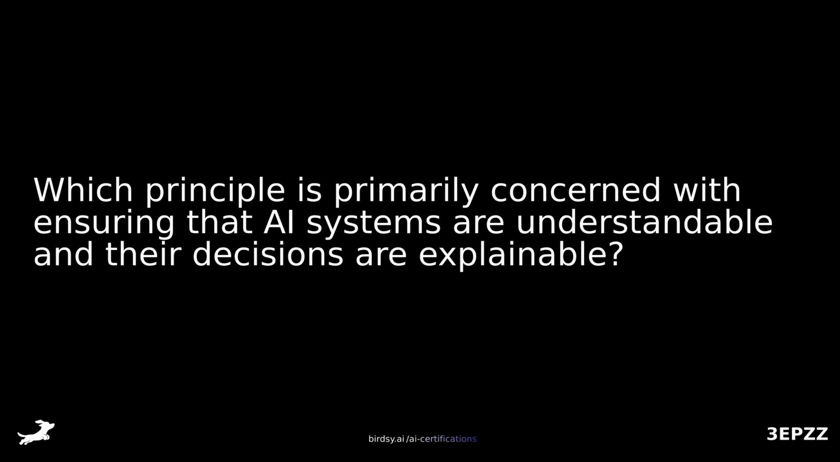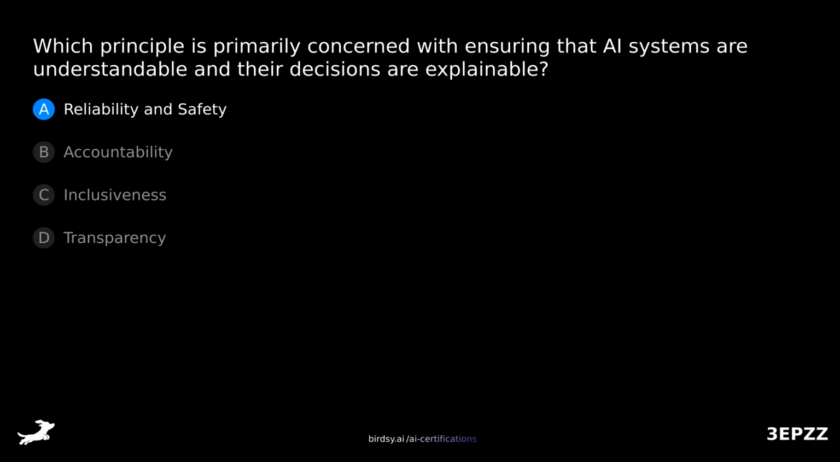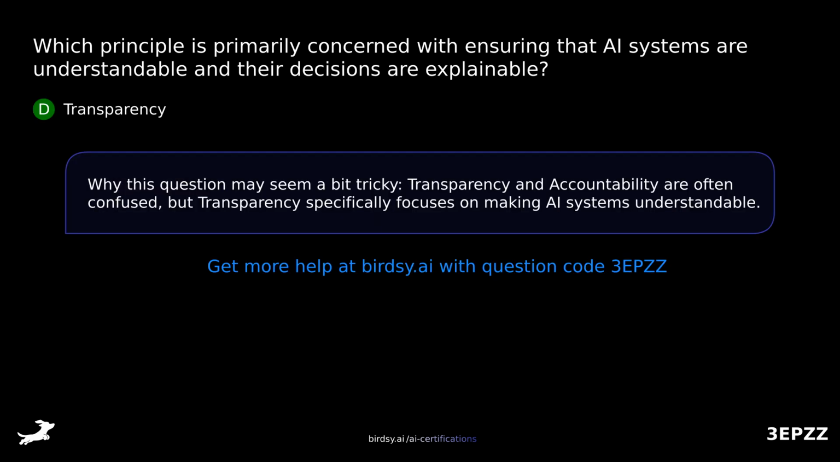Which principle is primarily concerned with ensuring that AI systems are understandable and their decisions are explainable? Is it A, reliability and safety? B, accountability? C, inclusiveness? Or D, transparency? The answer is D, transparency. Why this question may seem a bit tricky. Transparency and accountability are often confused, but transparency specifically focuses on making AI systems understandable.